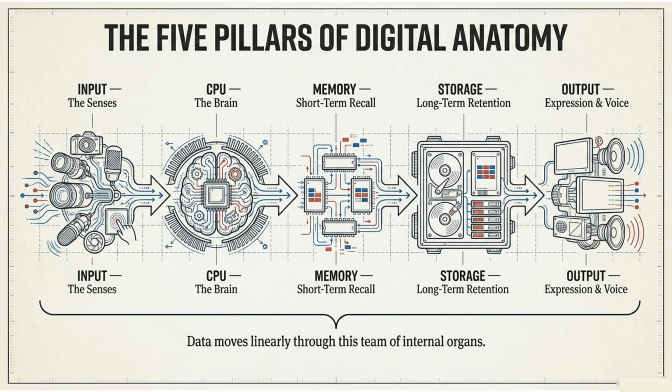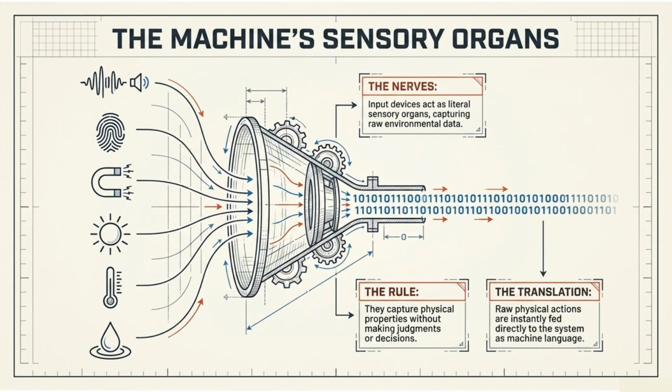This foundational structure consists of the 5 pillars of digital anatomy. Data moves linearly, starting with input, processed by the CPU, temporarily held in memory, permanently stored in storage, and finally delivered as output. Input devices act as the machine's sensory organs, capturing raw environmental data like sound, touch, or temperature. This data is instantly translated into machine language for processing.